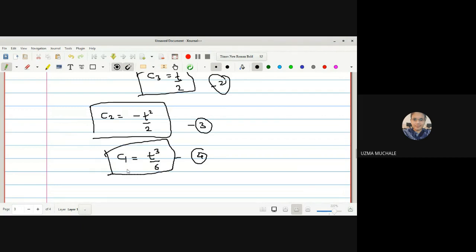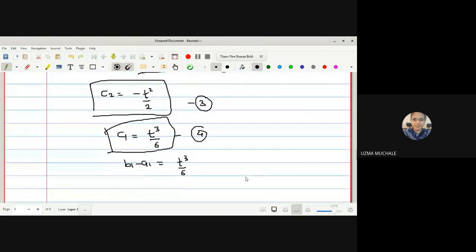Now resubstitute the value of C1, C2, C3, C4. What is the C1 we have substituted? It is B1 minus A1 now. So B1 minus A1 we got is T cube by 6. Next we got the value of C2, which is B2 minus A2 equal to minus T square by 2. B3 minus A3 is T by 2. Next B4 minus A4 we got is minus 1 upon 6.